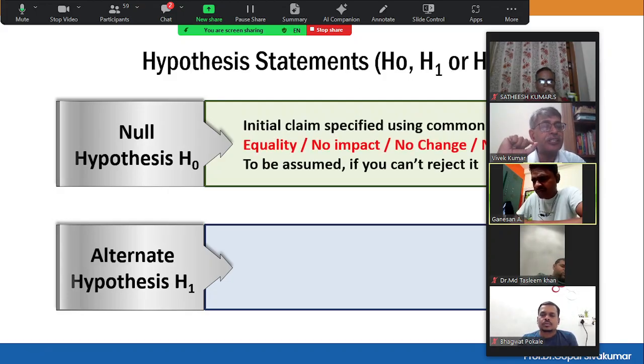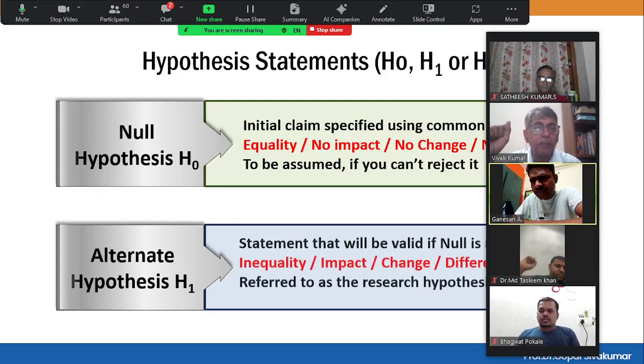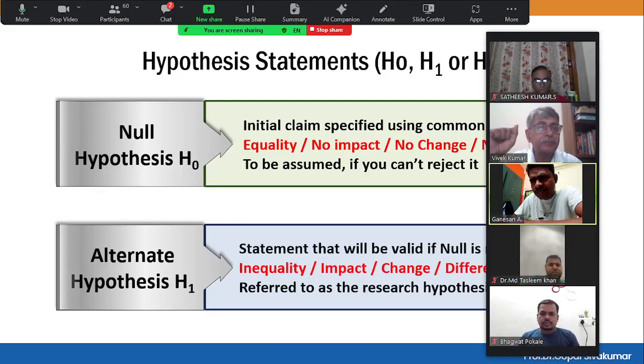Null hypothesis is the initial claim, specifically saying that there is no difference. Both the samples are equal. There is no impact by changing this input factor. There is no change, no impact. And the alternate hypothesis says that there is a difference, there is an impact.